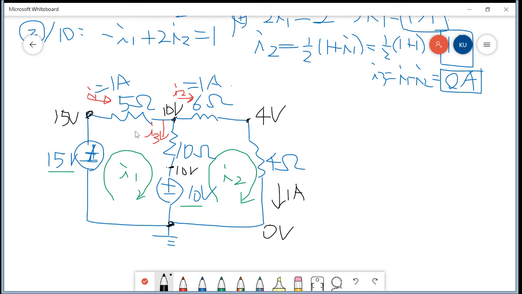So let's see, this is 15 volt, this is 10 volt, so this is 5 ohm, so the current should be 15 volt minus 10 volt, all divided by 5, which is 1A, which means this is correct. And this one is 10 volt, this is 4 volt, 10 volt minus 4 volt, all divided by 6 ohm, so current is 1A, this one is also correct, so we can actually verify our result very easily.